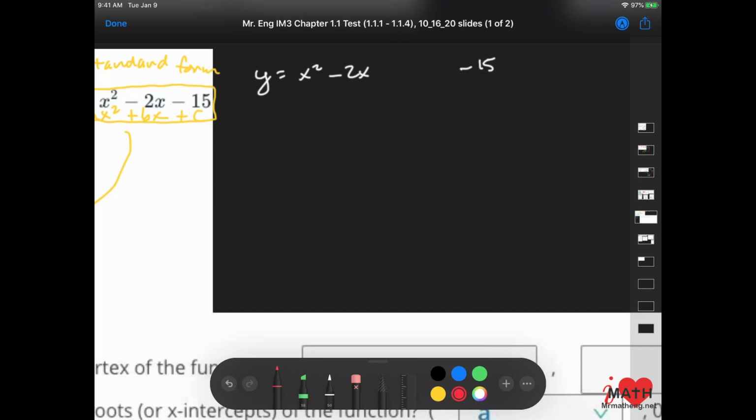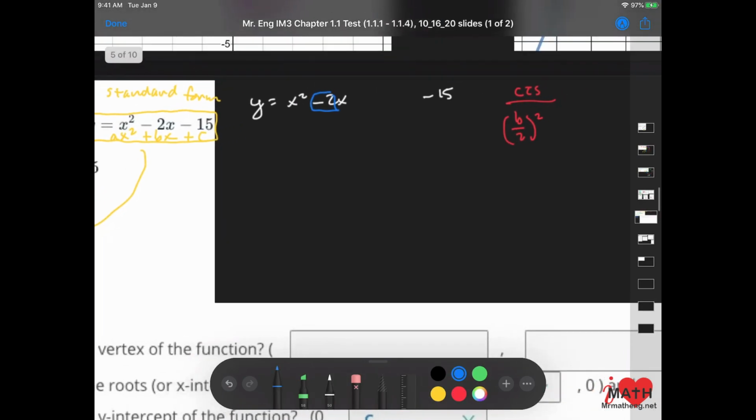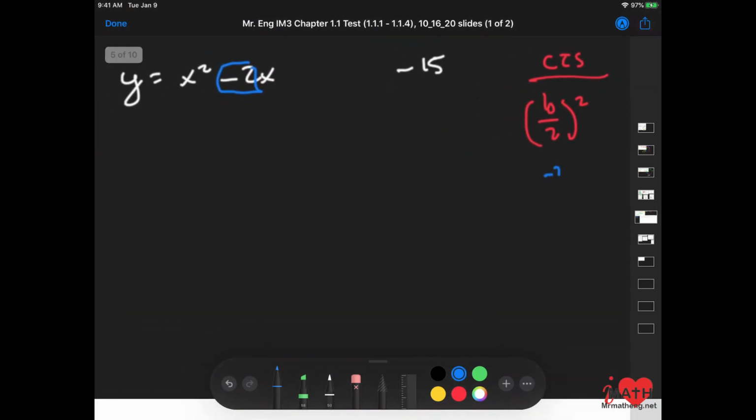First, my a value is 1, which is good. And then the next thing I'm going to do is use this formula, b over 2 squared. The b value is negative 2. Negative 2 divided by 2 is negative 1, and negative 1 squared, negative 1 times negative 1, is positive 1. Okay, so I'm going to write positive 1.